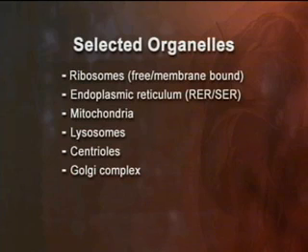Ribosomes, free and membrane bound, endoplasmic reticulum, the two forms of it, mitochondria, ribosomes. We didn't talk about centrioles. Centrioles are actually granular structures that are involved in organizing the spindle fibers during cellular division, which is the next thing that we want to talk about. We did mention the Golgi complex involved in packaging things for export.